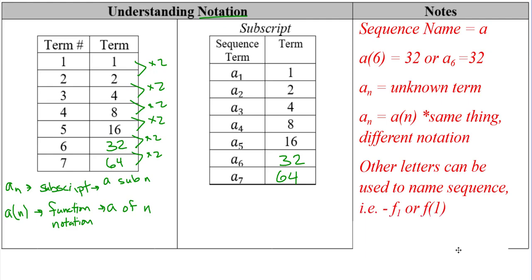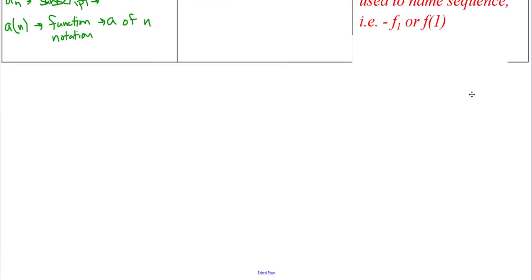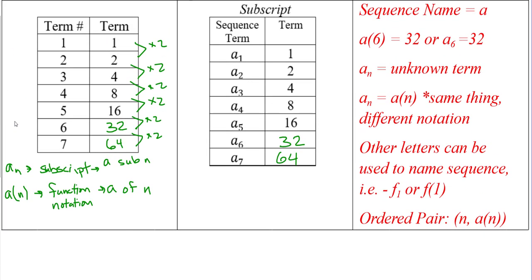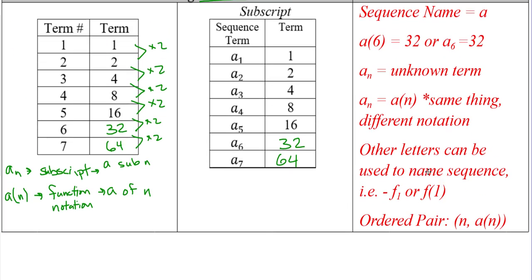Like I said earlier, we can use other letters to name our sequence. So some that you might see pretty commonly is F. Here we got f of 1. F is a big function variable that is used widespread. Okay, so as long as we have a sequence name, we can find our sequence terms.